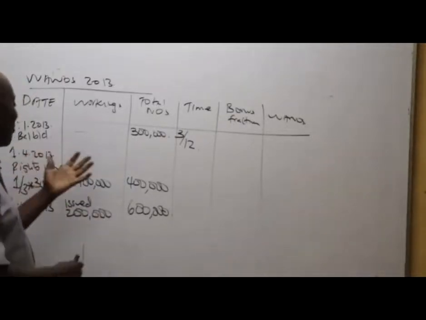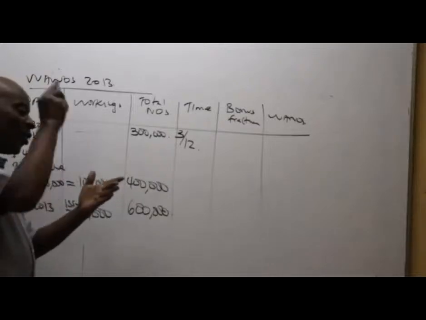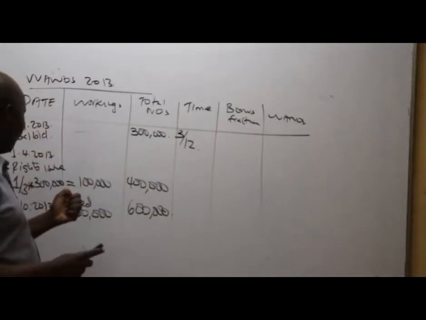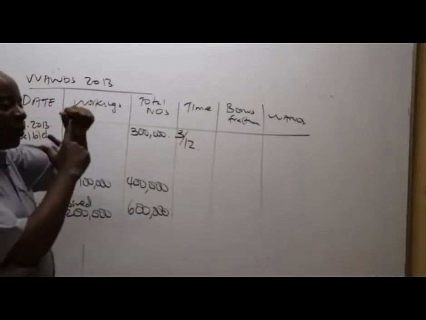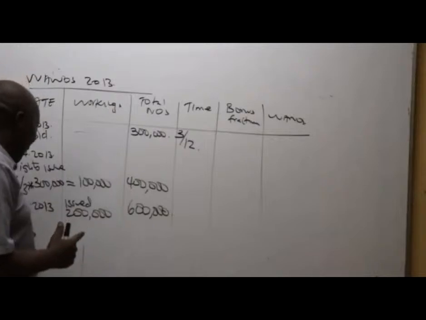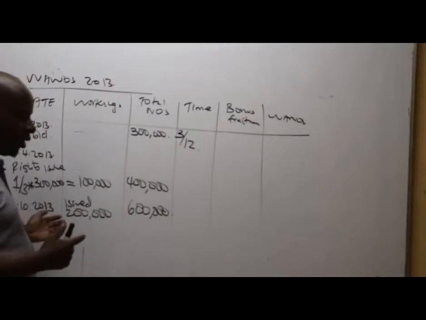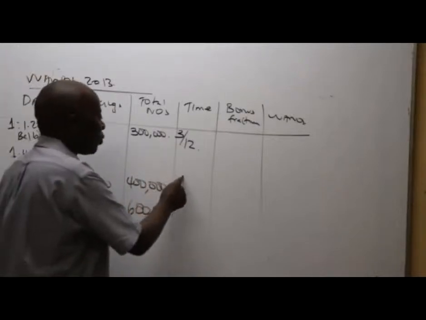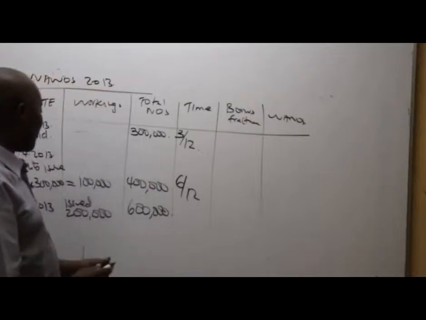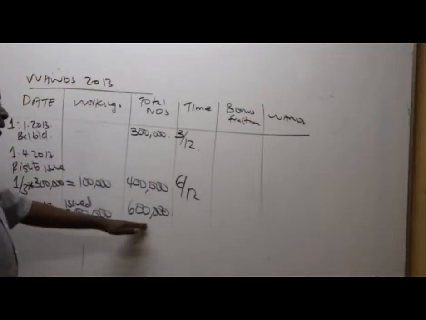So you count April, May, June, July, August, September. When I start counting October, I realize October had not yet started. So you're right, this is 6/12.